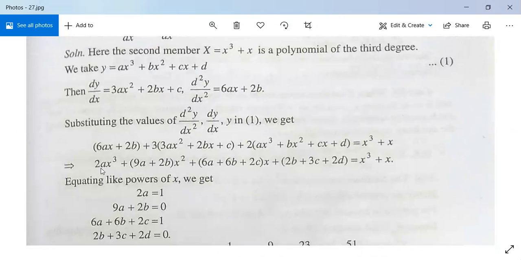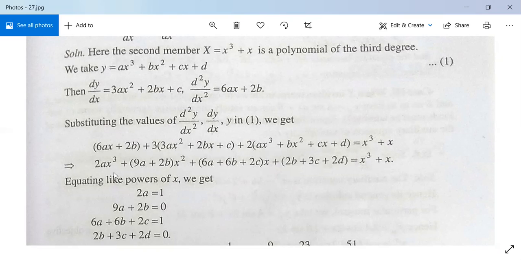Now this can be written as 2a x cube plus 9a plus 2b x square, that is, take the coefficients of x square at one place from the left hand side, plus 6a plus 6b plus 2c into x, where 6a x, 6b x from 3 into 2bx, and 2c x, plus the constant terms, 3c plus 2b... plus 2d, and this is equal to x cube plus x.